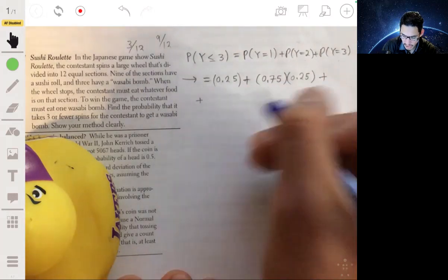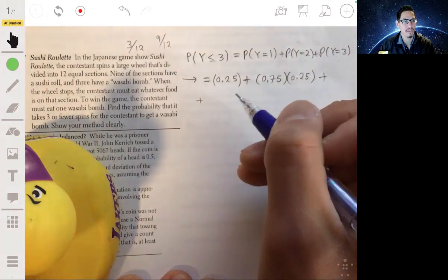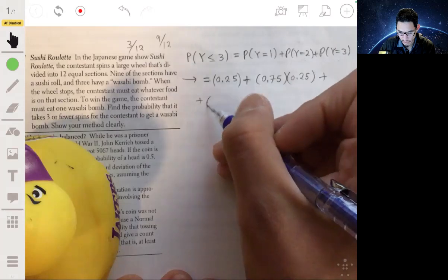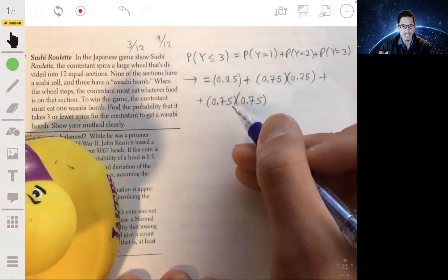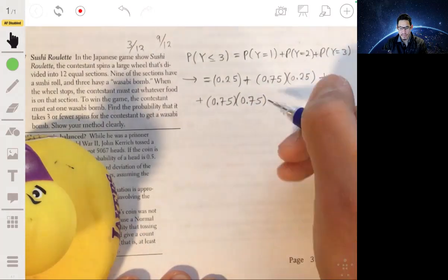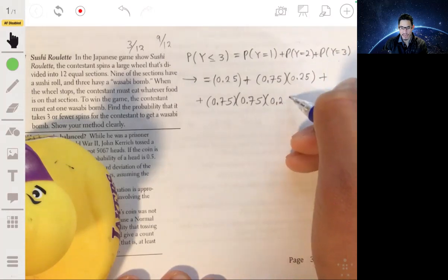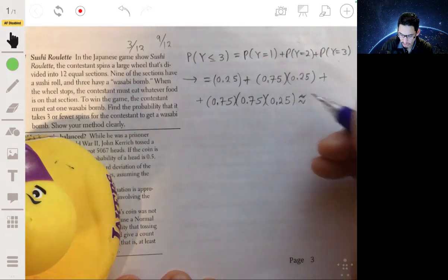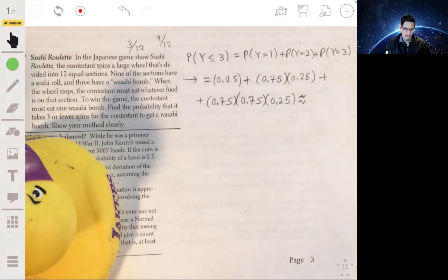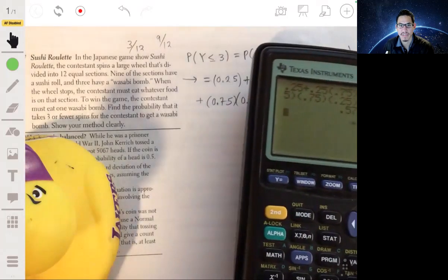plus the probability that y equals 3 means you don't land on a wasabi bomb your first 2 spins, which is going to be 0.75 times 0.75, because you have a 75% chance of not landing on a wasabi bomb each spin. But on the third spin, you're going to have to land on a wasabi bomb, which is going to be times 0.25. So this in total will give you your overall probability. And you can use your calculator. So let me go ahead and punch this in my calculator to get a rough approximation. And you'll get about 0.578.